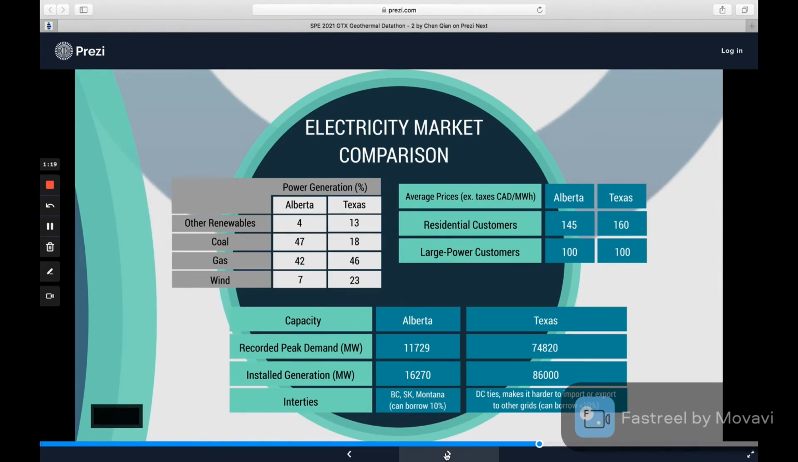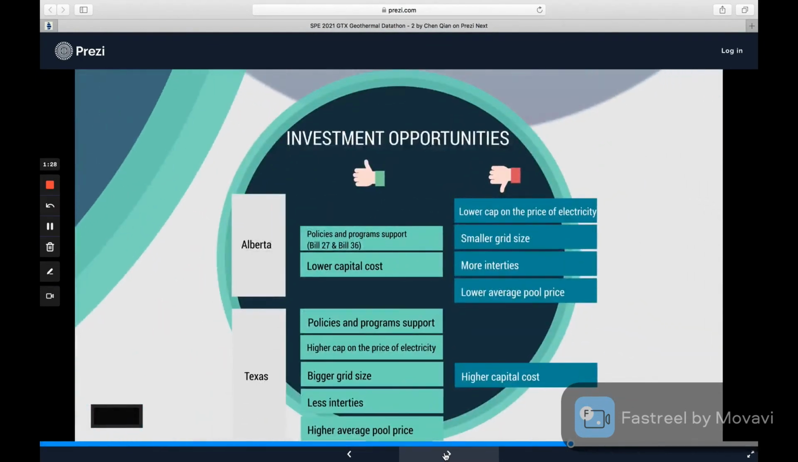In 2020, Texas' average pool price for residential customers was higher, and ERCOT's DC ties make it more isolated from other grids. In conclusion, in terms of investment opportunities in electricity generation, both Alberta's and Texas' energy policies favor building geothermal electricity generation. Alberta has cheaper capital costs. However, Texas has a bigger grid size, higher electricity prices, and greater need for a stable electricity source, which can potentially increase the returns on investment.